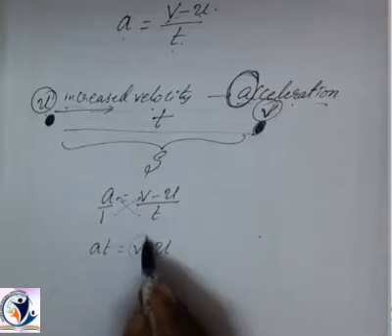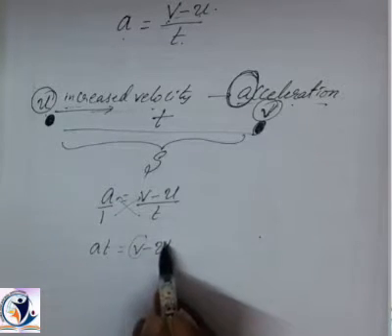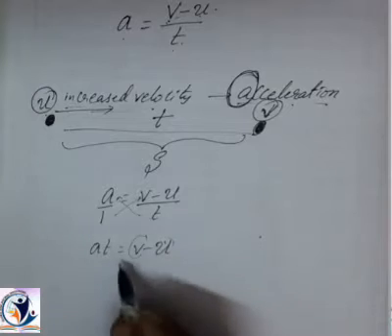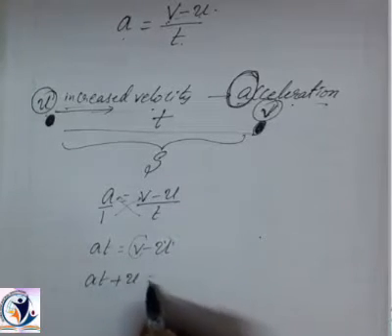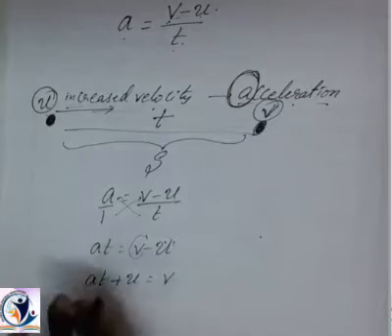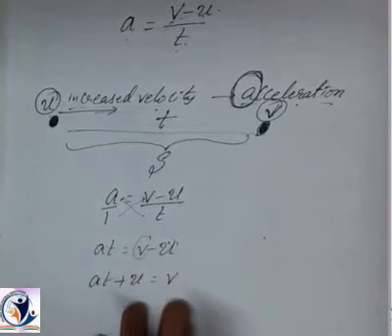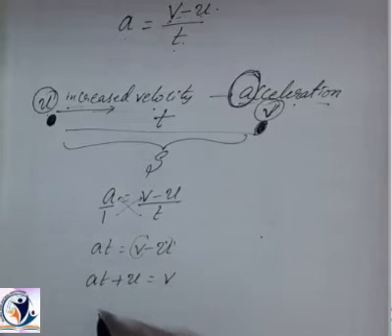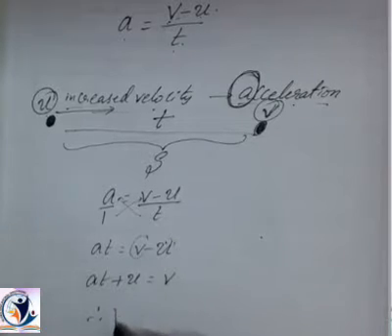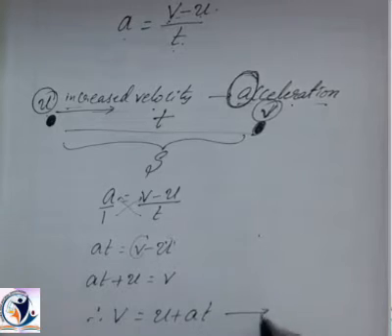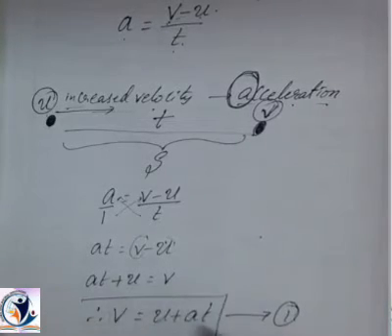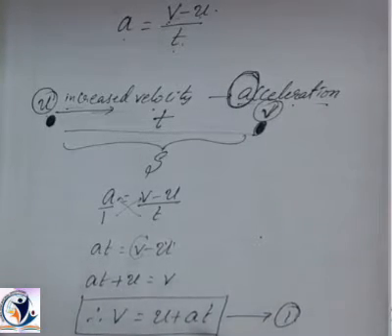Thereby I just want the value of the final velocity. So just send this minus u to that side. I don't want it here. So at, minus u I sent here, this becomes plus u. Therefore we can write that v equals u plus at. This is my first equation of motion. I have succeeded in completing it.